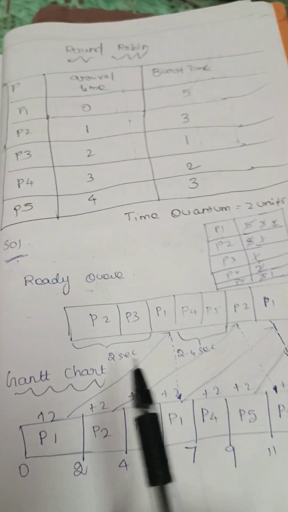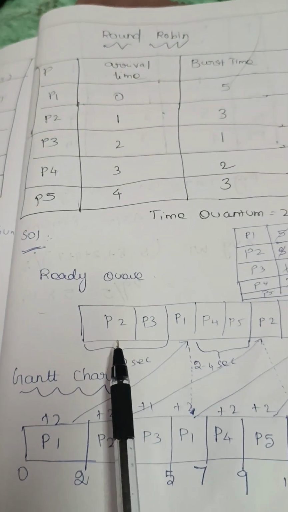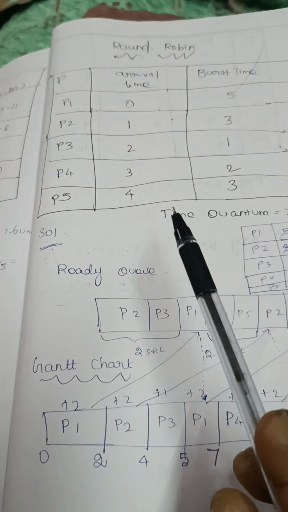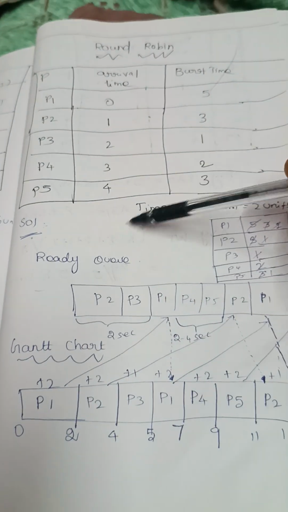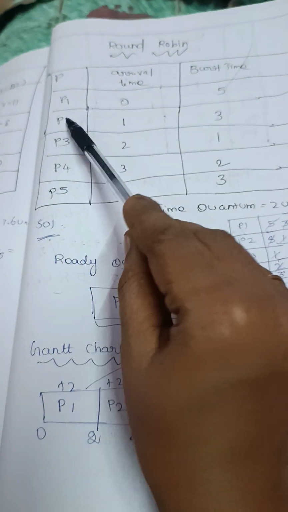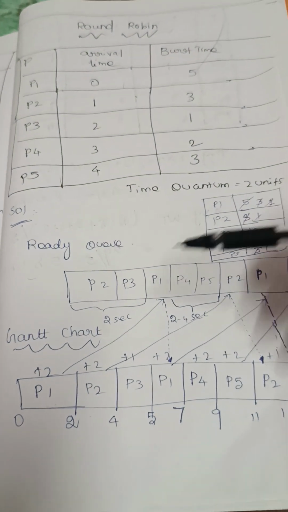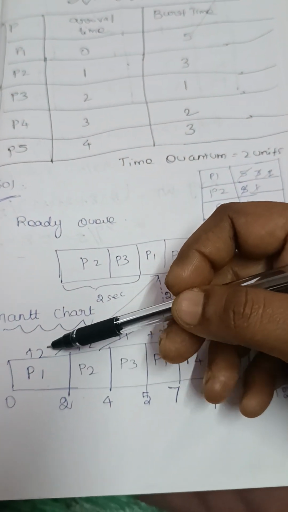For the ready queue, first you have to draw a Gantt chart based on the arrival time. The arrival time 0 process, P1, enters. The time quantum is 2, so process P1 executes only 2 seconds, 0 plus 2, 2.